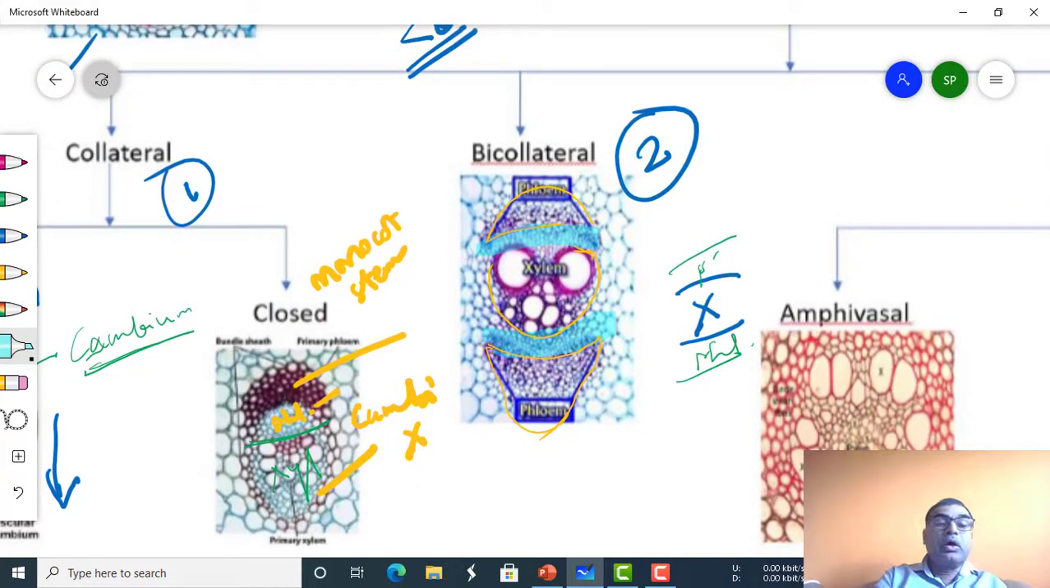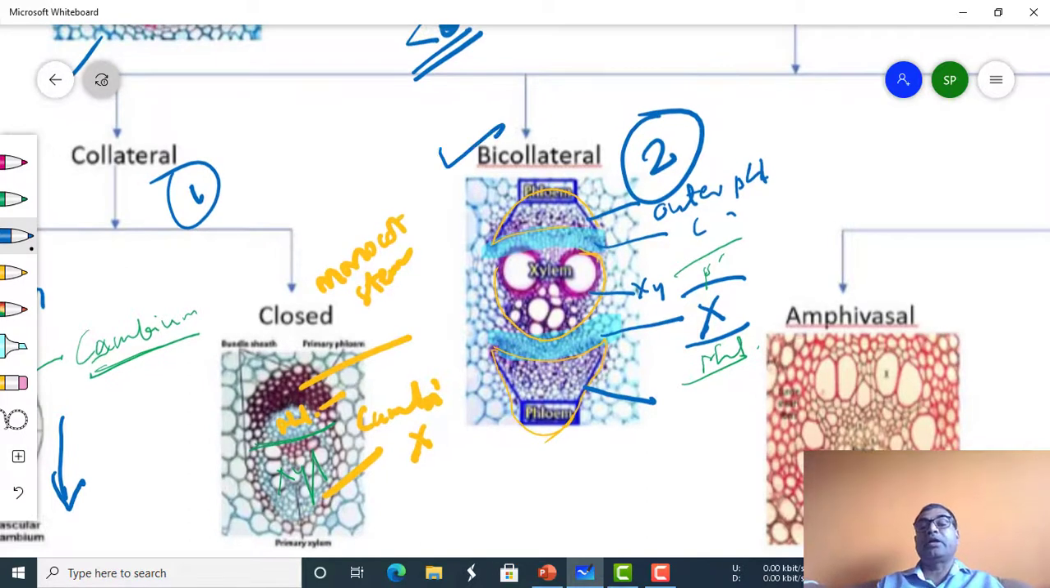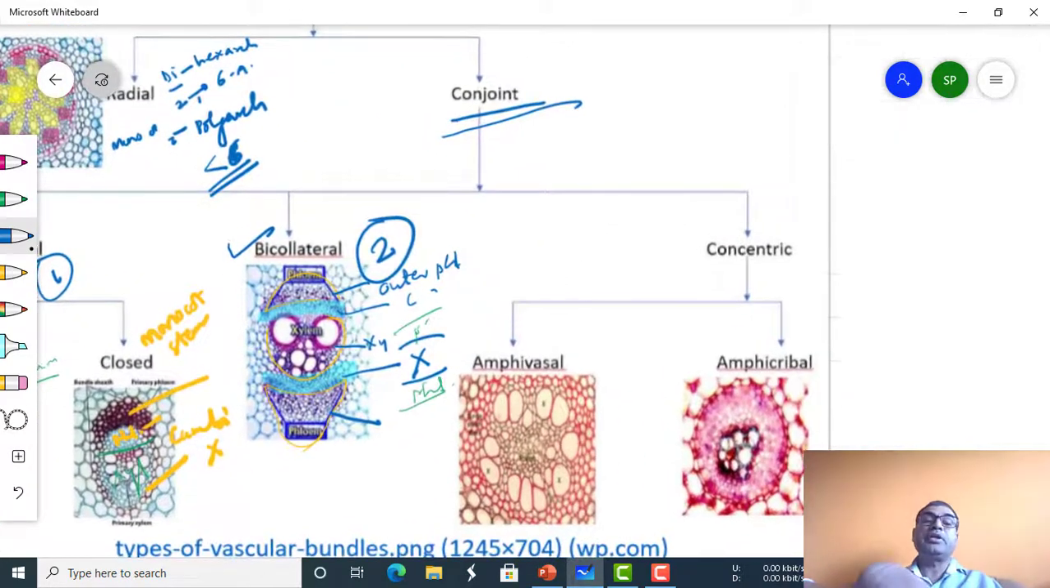So how is the structure? Outer phloem, okay, then outer cambium, then xylem, inner cambium and inner phloem. So when xylem elements are sandwiched between the phloem, then it is called a bicollateral type of bundle, and bicollateral type of bundles are usually open type. What is open type? Cambium is present in between xylem and phloem.